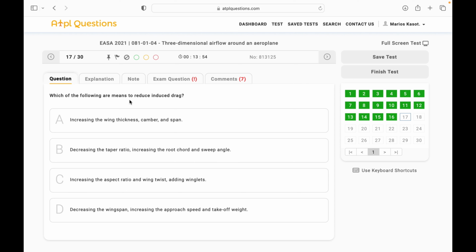Which of the following are means to reduce induced drag? Increasing the wing thickness, camber and span, decreasing the taper ratio, increasing the root chord and the sweep angle, increasing the aspect ratio and wing twist, adding winglets, obviously this is the correct one, and decreasing the wingspan, increasing the approach speed and takeoff weight. Obviously this is the correct answer.